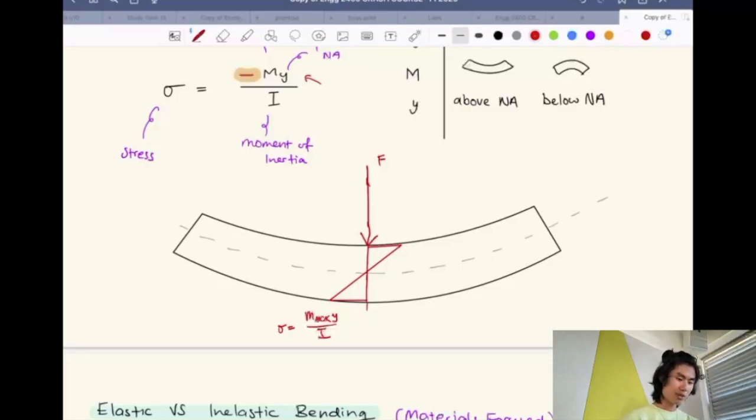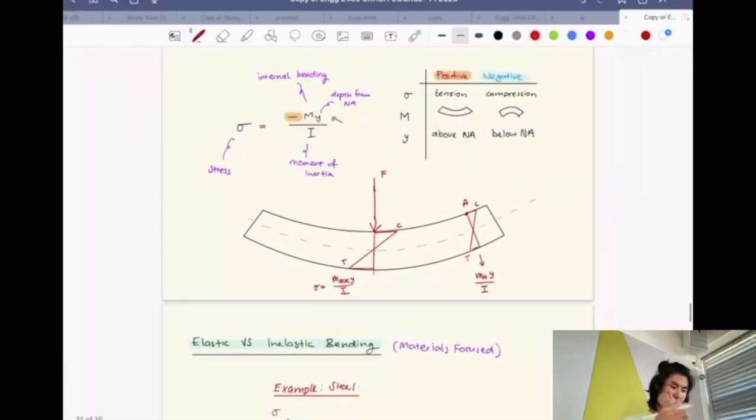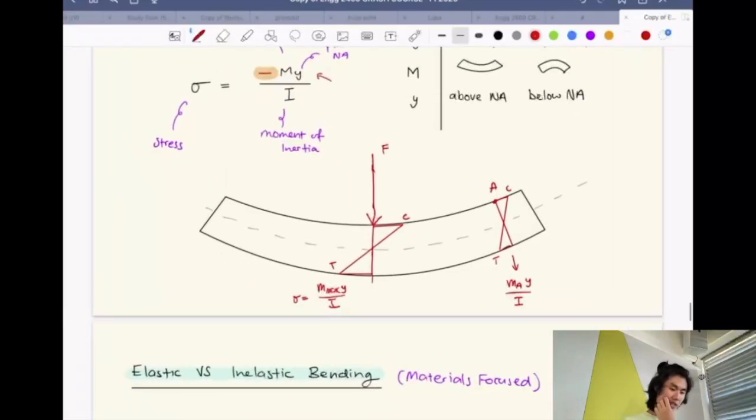Now, let's say we took a point A over here, right? This is going to be experiencing a different moment. It'll be a bit less because it's closer to the pin joint. And it's going to be experiencing something like this. Now, this is still in tension, and this is still in compression. This is still in compression, and this is still in tension. It's just the magnitude of it is smaller because of the moment at A, right?